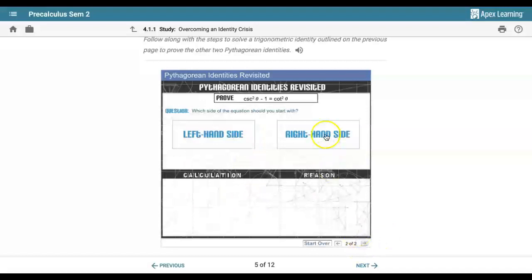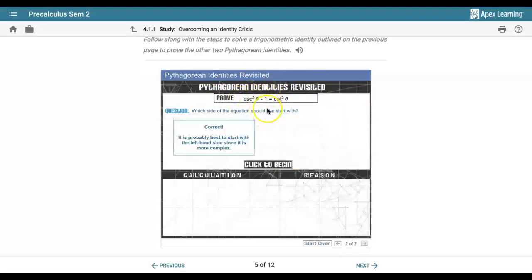If we look at our Pythagorean identities, our next one: the first question is, which side of the equation should you start with? Obviously, the left side looks more complicated. So once we've decided which side we're going to manipulate, we now have to make this left-hand side look like our right-hand side of cotangent.